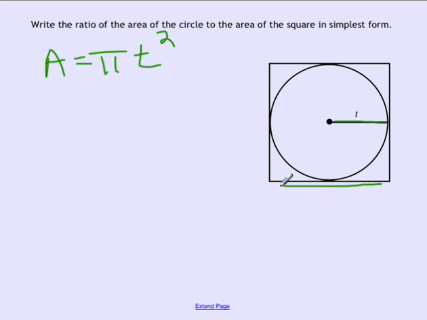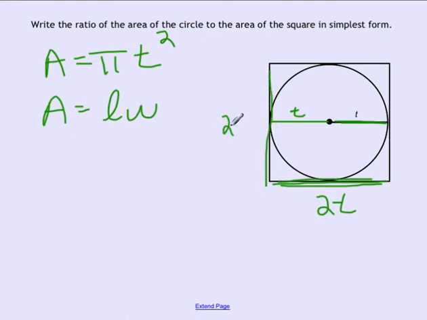So to calculate the area of a square, we need to do length times width. Well, first, to get this length, okay, we take t and we go all the way across here. This length here is also 2t. So the length of this is 2t. Well, since this is a square, if this length is 2t, then this length is also 2t. So my area is 2t times 2t.